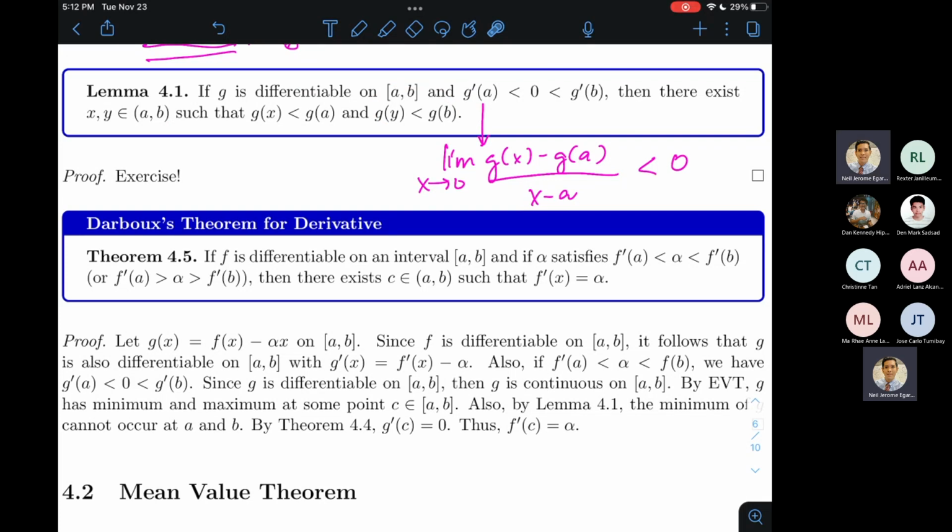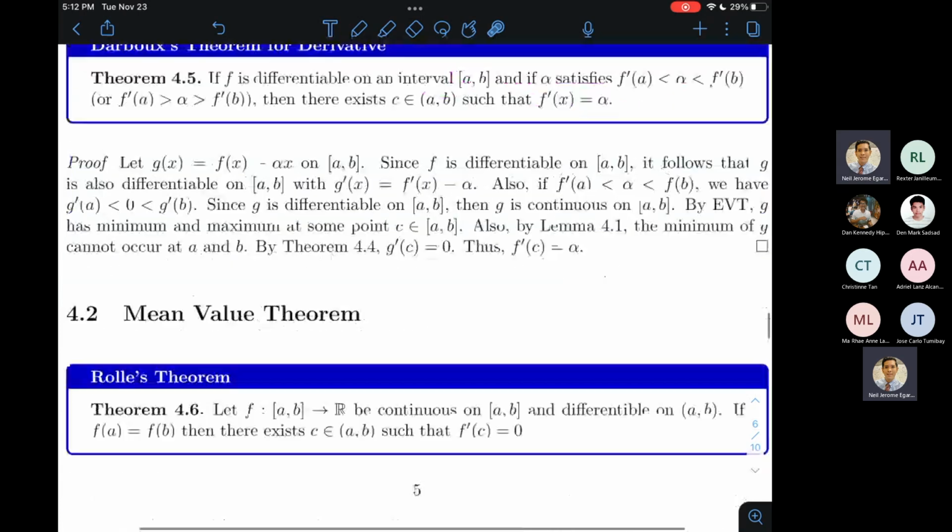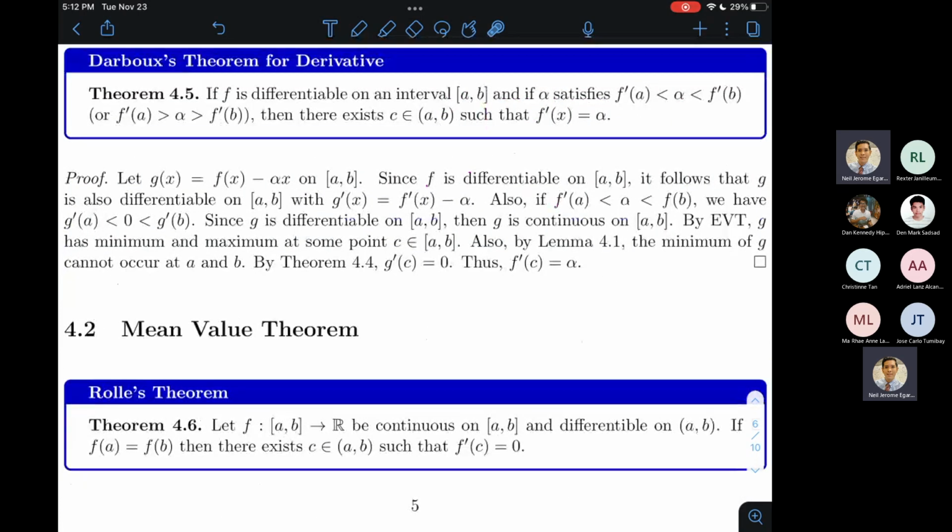So again, in short, bottom line ng lemma 4.1, hindi pwedeng maging minimum si g of a or si g of b. And that's what I'm going to use in the proof of Darboux's theorem. Yung Darboux's theorem, pwede nyo itong tingnan as an IVT for the derivative. Makikita nyo kung bakit.